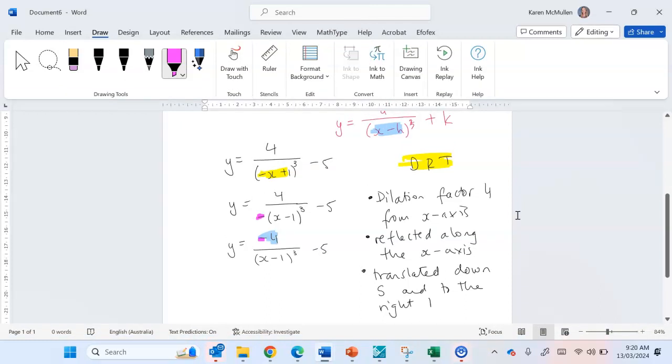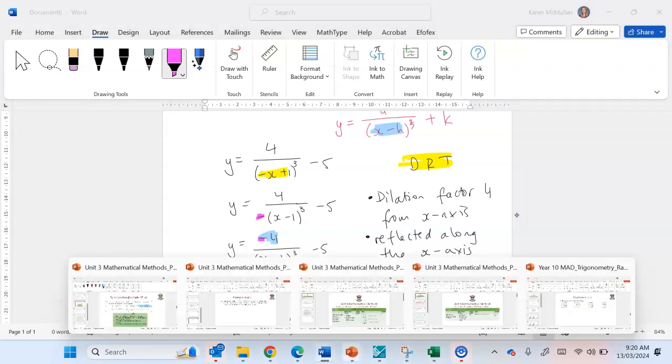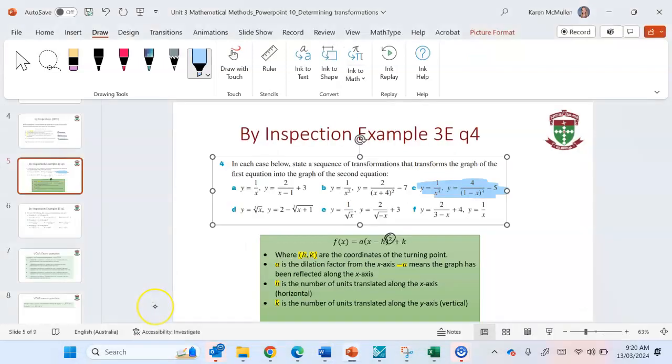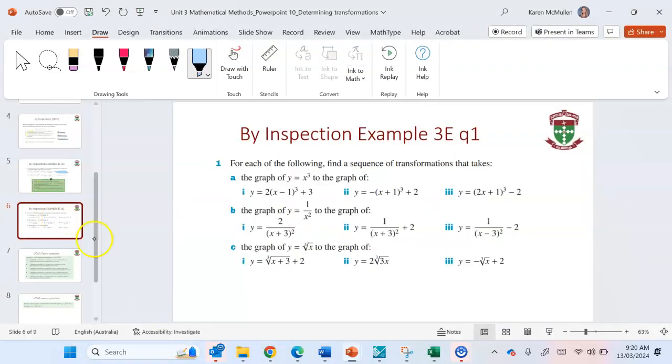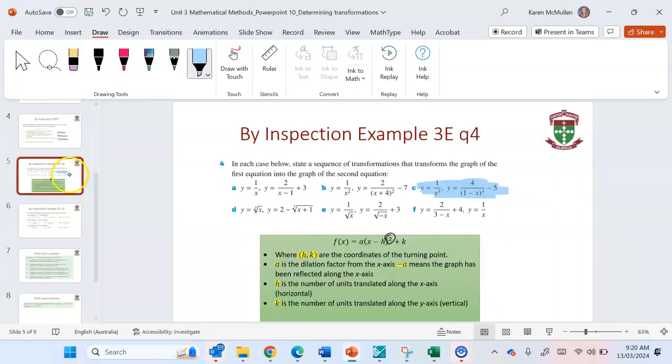Let's leave it like that because that's a good example. I want to do a mapping one with a bit of a harder question. So let's go to our PowerPoint. Now, the other questions in the PowerPoint can all be done by inspection. Just remember you need to rearrange. If I have a quick look, I can see which ones need to be rearranged.